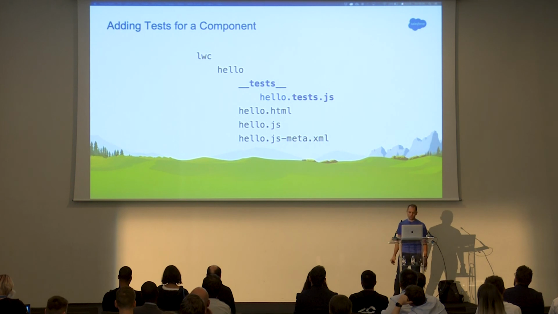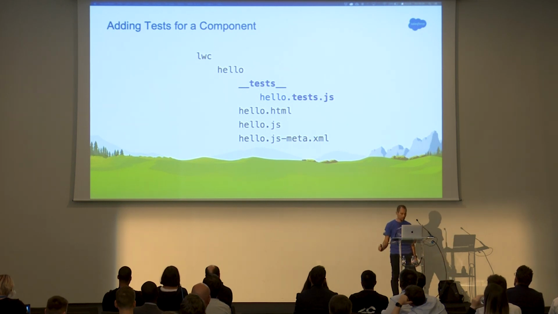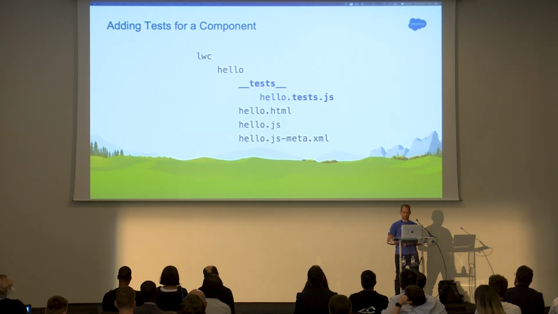There's a subfolder called __tests__. This is supposed to host all the test files for the specific component. And then, as a convention, we have one test file. We could have more than one here, but generally we only have one. Hello, the name of the component, then .test.js. This is a JavaScript file which contains all the tests that are going to run for hello.js.